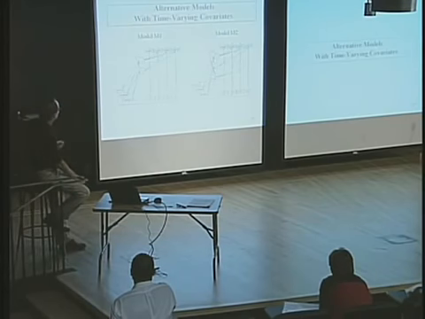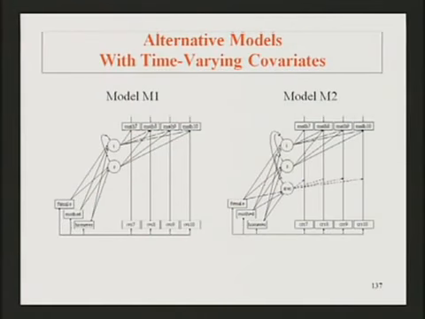Model M1 is the SEM type of model. Here are the time-varying covariates, and the slopes here are not varying across people, but are typically varying across the different time points, across the grades. On the right, M2, that's the model we just talked about, more typical in multi-level modeling world. Slope for the time-varying covariates are varying across individuals, but typically held equal across time points, although that's not essential.